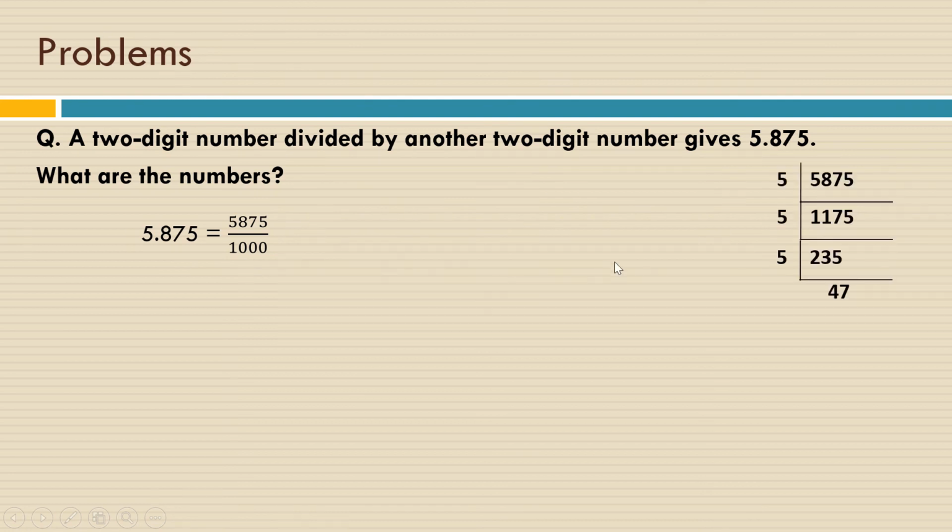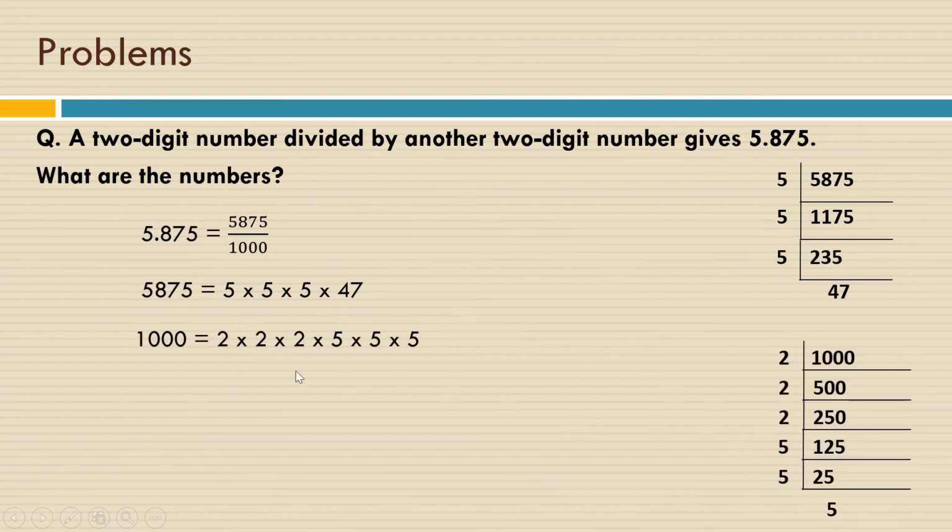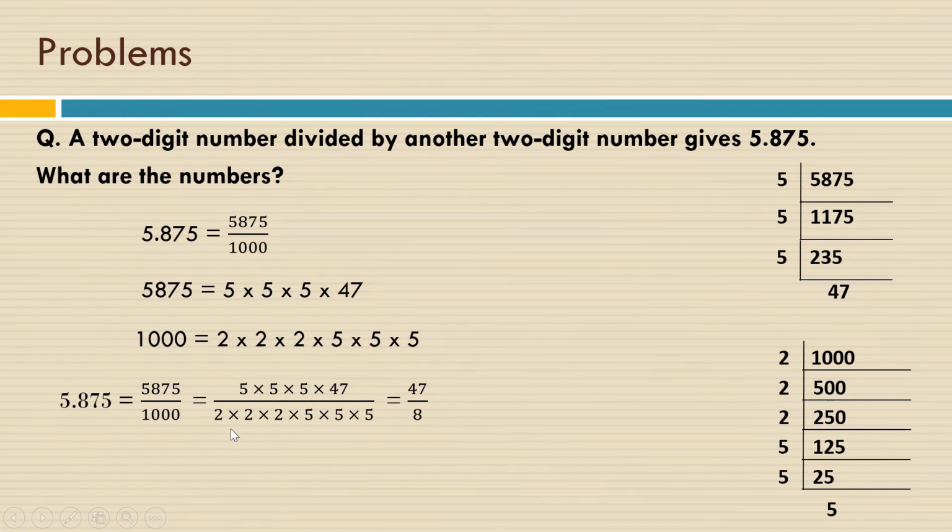Next, factorize 5,875. 5,875 equal to 5 into 5 into 5 into 47. Next, factorize 1000. 1000 equal to 2 into 2 into 2 into 5 into 5 into 5. That is 5.875 equal to 5 into 5 into 5 into 47 by 2 into 2 into 2 into 5 into 5 into 5. Cutting these 5's, we get 47 by 8.